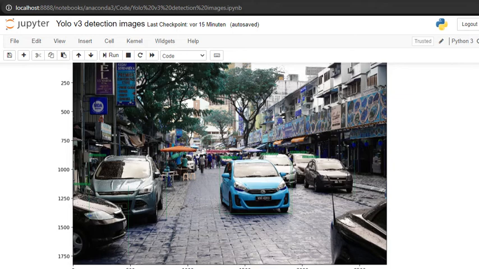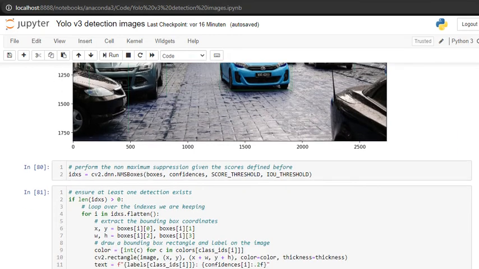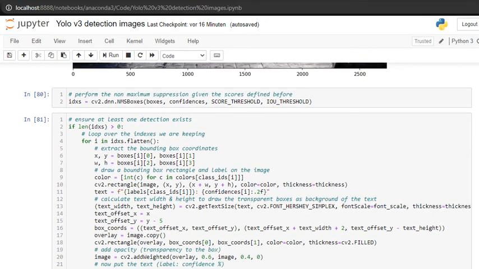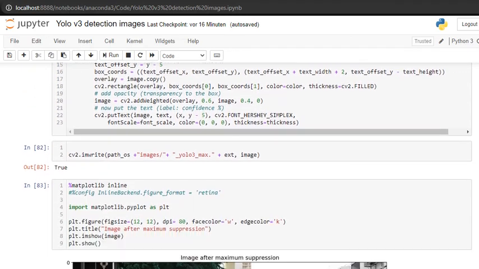But what we want is real accurate predictions. So if you have a lot of boundaries over, let's say, this blue car here, then you only want the box which has the highest probability, where the algorithm is really sure that this is a car. That's why we are using the non-maximum suppression to only have one box here, where this outcome is really accurate and really sure about it. That's why we are drawing bounding box rectangles and labels over the image again and writing it back.